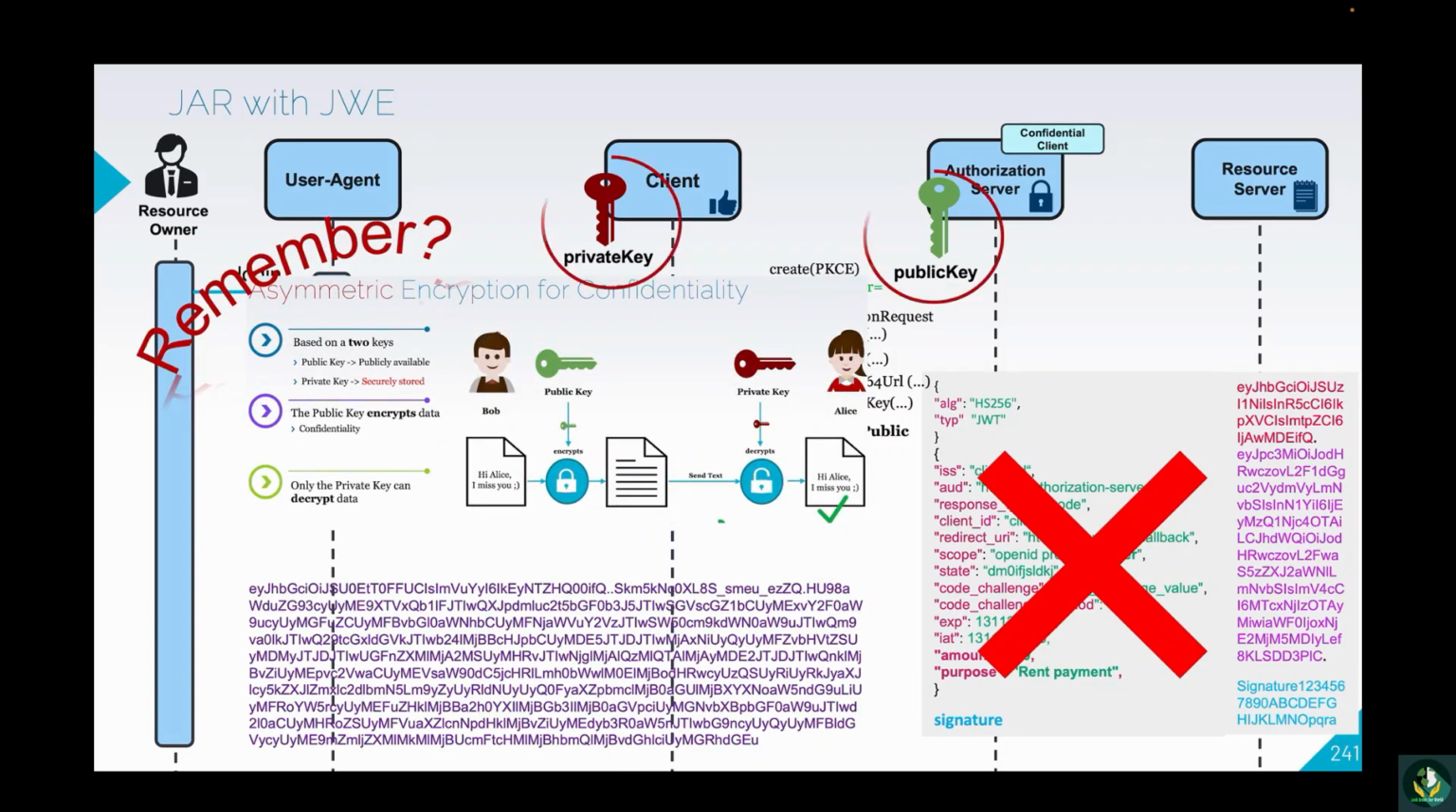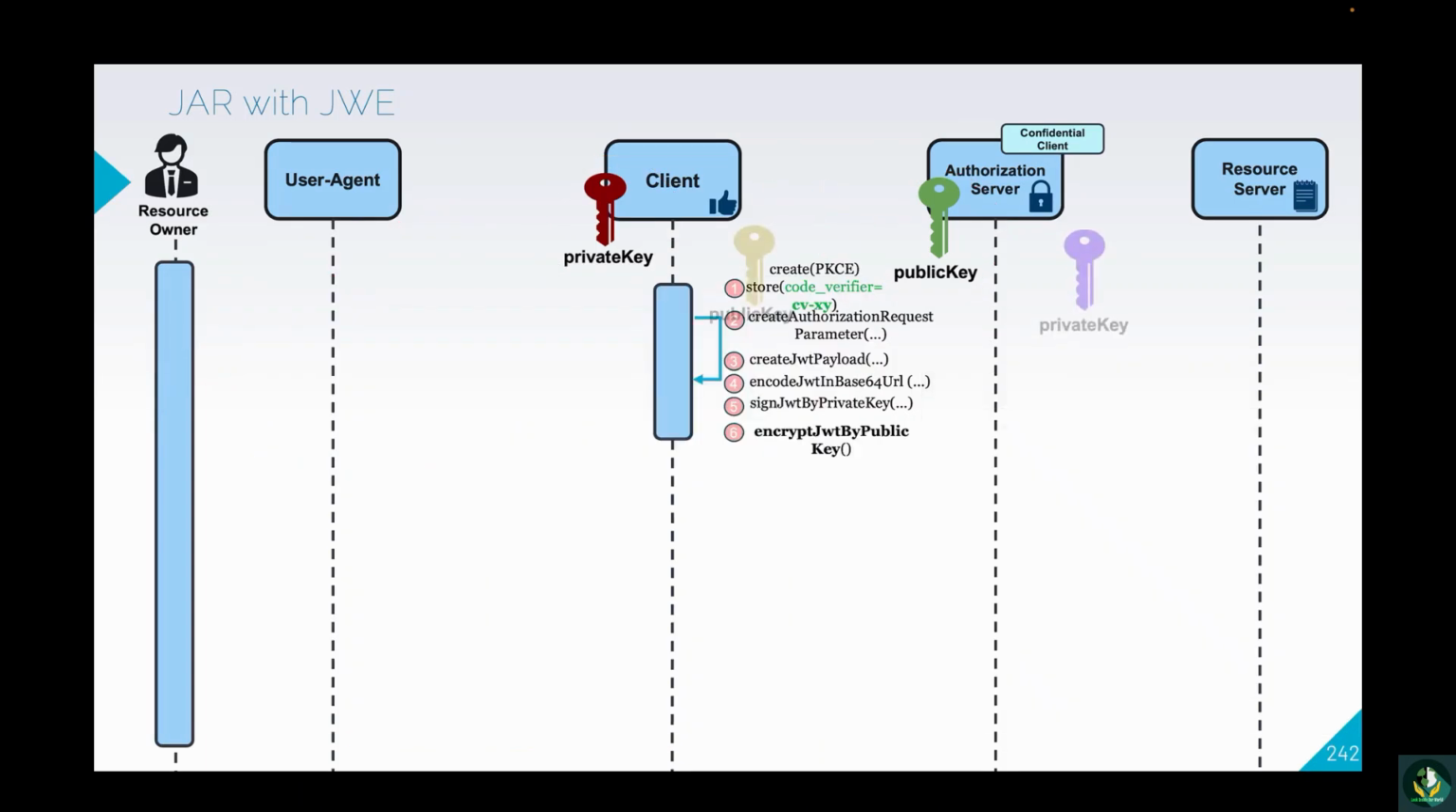For security reasons, we don't use the same key pair for encryption that was used for signing. Instead, we use a new key pair, one public key for the client to encrypt the token and one private key for the authorization server to decrypt it. The client signs the token with its private key and encrypts it with the authorization server's public key. The authorization server verifies the signature with the client's public key and decrypts the token with its private key.